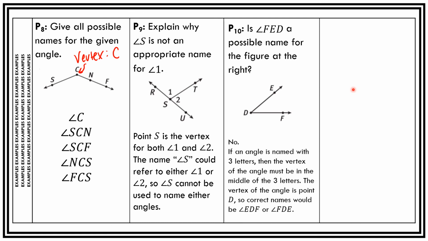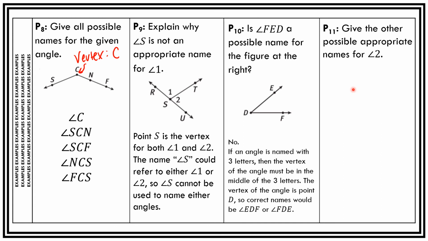If the angle is named with 3 letters, then the vertex of the angle must be in the middle of the 3 letters. The vertex of the angle is point D, so correct names would be either angle EDF or angle FDE. Okay.